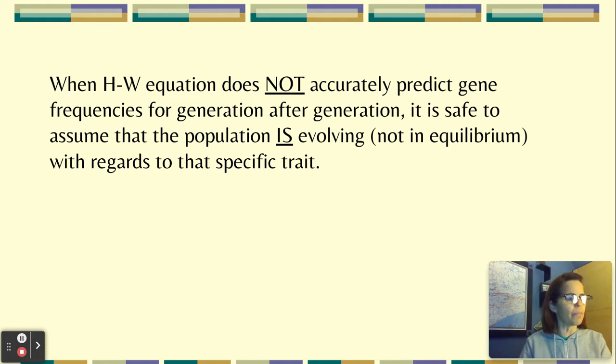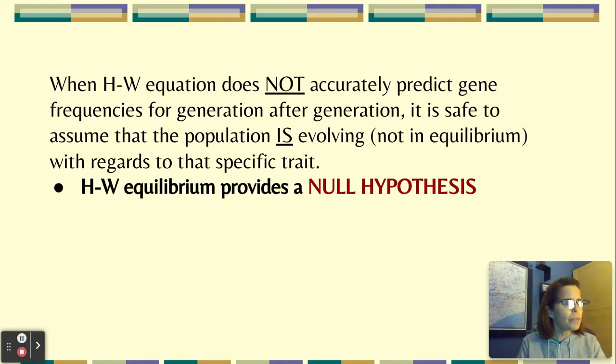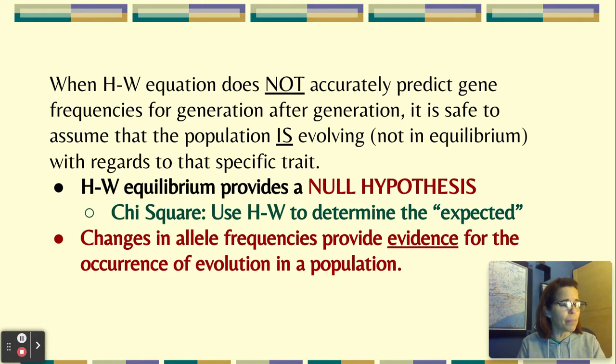It's not in equilibrium. And if we back up, if you find out that it's not in equilibrium, and you're like, okay, evolution is happening, then at least one of these things is false. So the population is not large, or mating is not random with regards to that trait, or there are mutations that are occurring, and so forth and so on. Hopefully you get that idea. Okay, so Hardy-Weinberg equilibrium provides a null hypothesis.